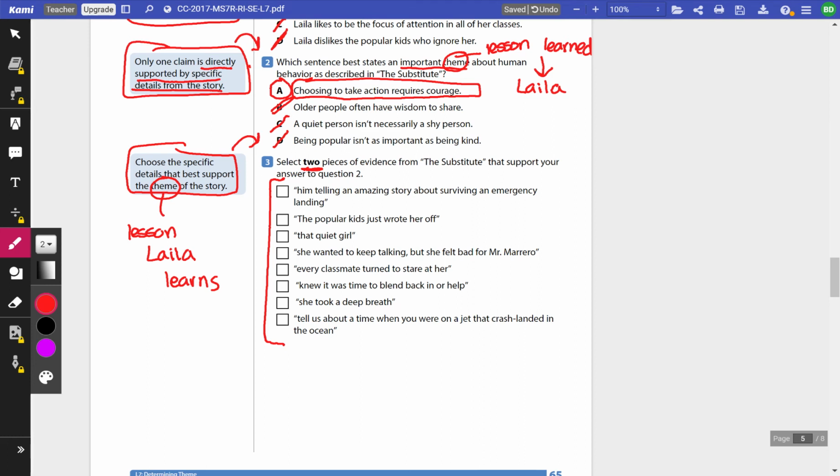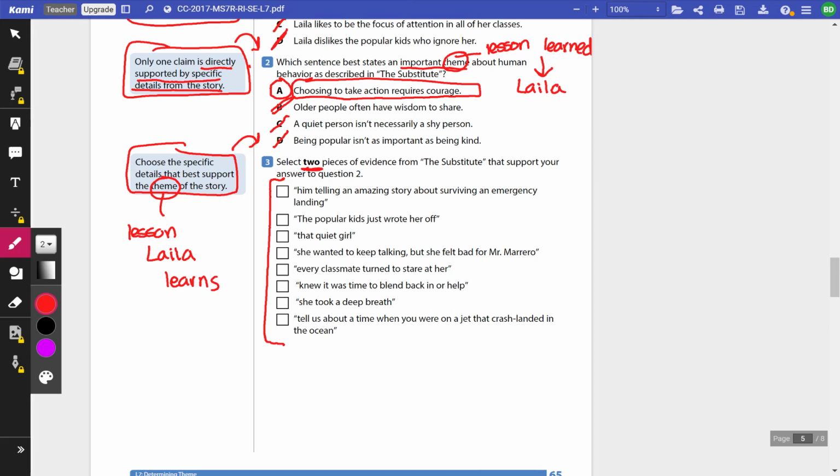Okay, so let's discuss. So we have several pieces of textual evidence here. I'm going to read them to us, and then I'm going to tell you which ones are correct. So the first box says, him telling an amazing story about surviving an emergency landing. And we have the popular kids just wrote her off. And the third one says, that quiet girl. The fourth one says she wanted to keep talking, but she felt bad for Mr. Marrero. And then we have every classmate turned to stare at her. And then we have she knew that it was time to blend back in or help. And she took a deep breath. And lastly, tell us about the time when you were on a jet that crash landed in the ocean.